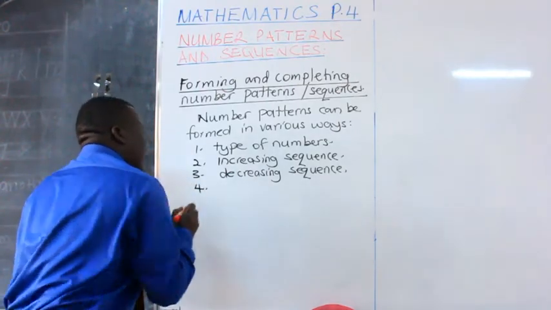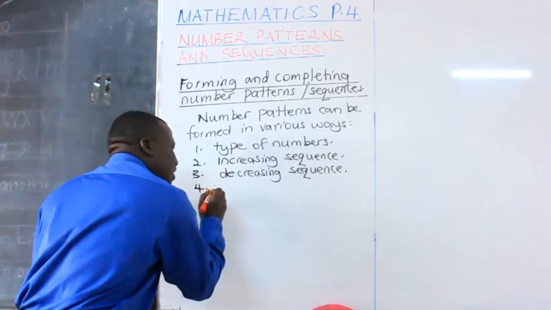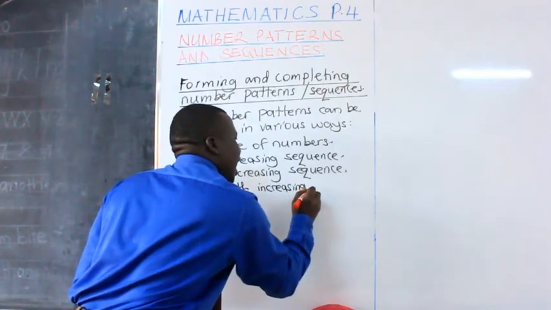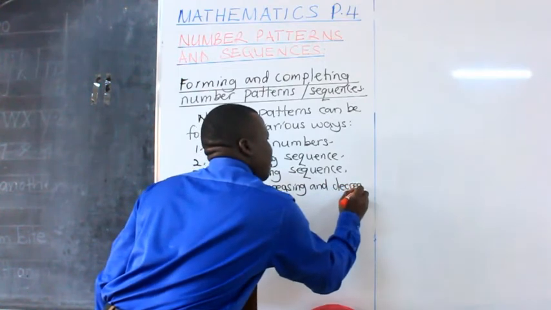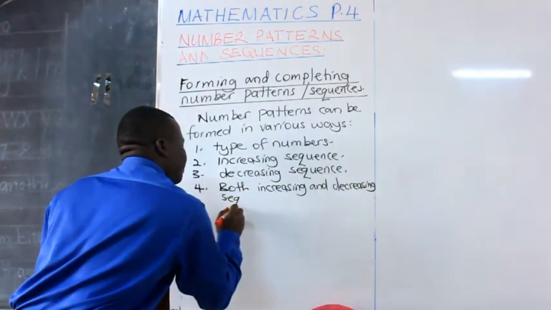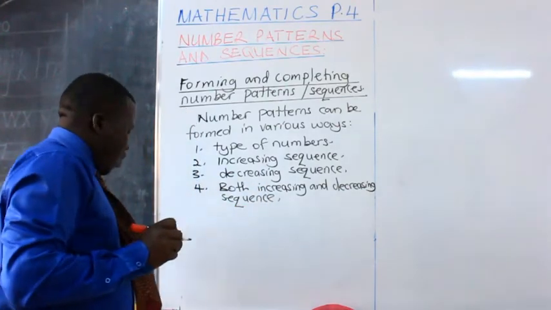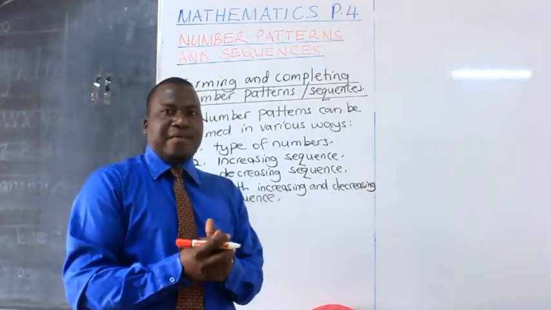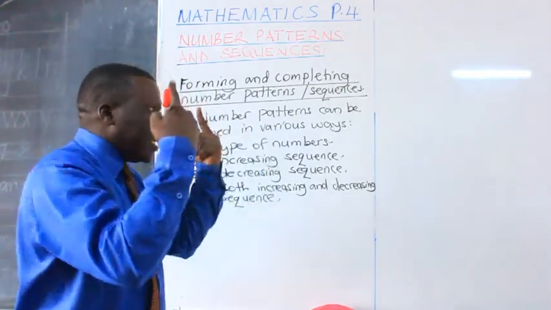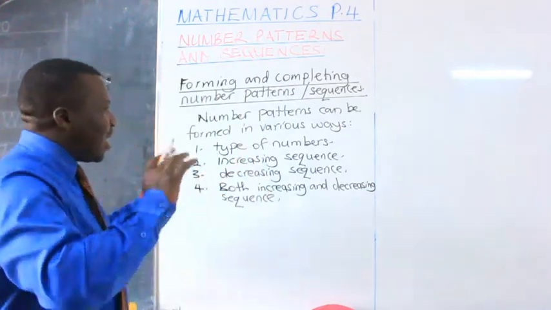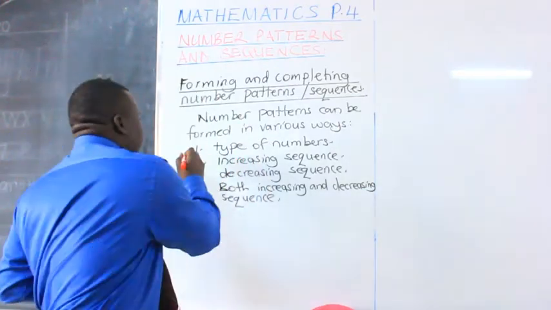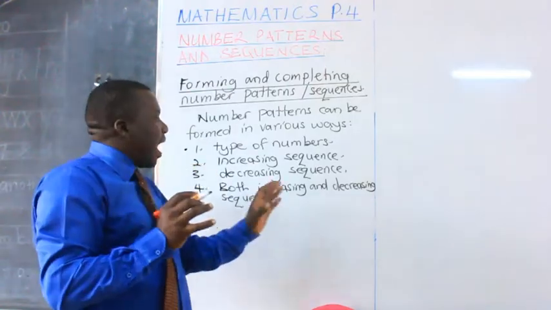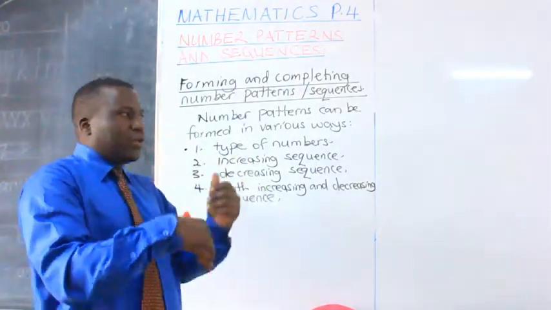Then there is also a number pattern where it takes both increasing and decreasing sequence. Okay? So, when you are faced with a question like complete, find a missing number in a sequence, quickly, what must come into your minds very fast is, first, is the number I'm completing a type of number? Is it a type of number? So you can easily detect that this one is a certain type of number, and it can quickly help you to complete that sequence.